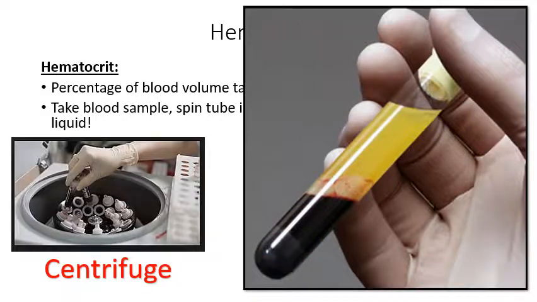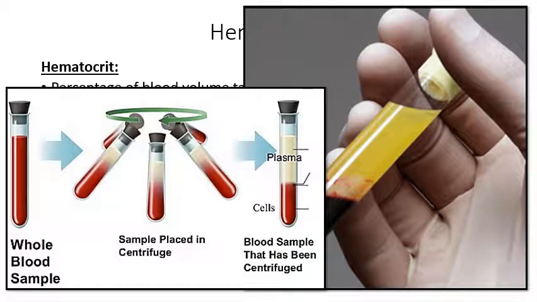So here we have a centrifuge. You take the samples and put them in the centrifuge and spin them, and you separate the cells from the plasma. Then you measure what percentage of that volume is taken up by cells. Whatever percentage of that volume that is, that would be the hematocrit.